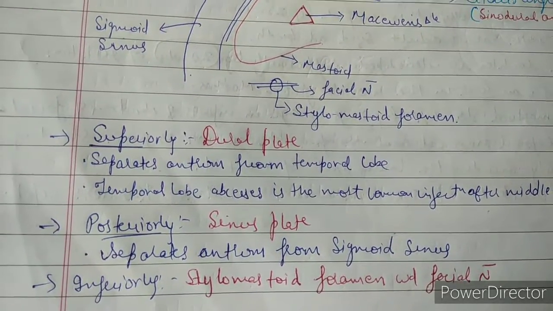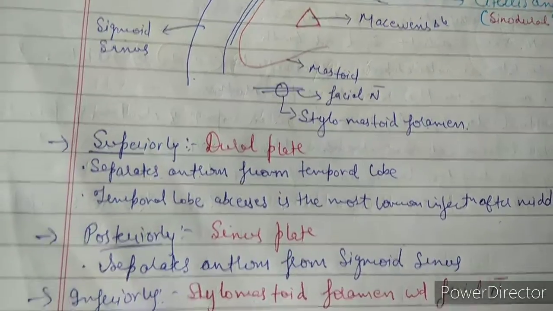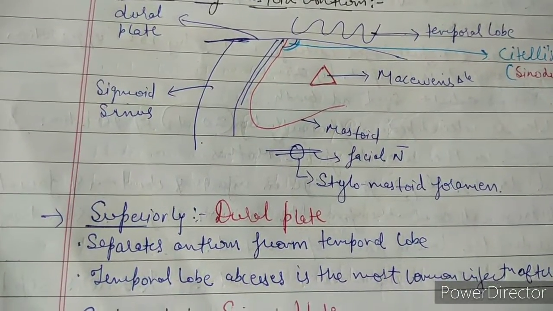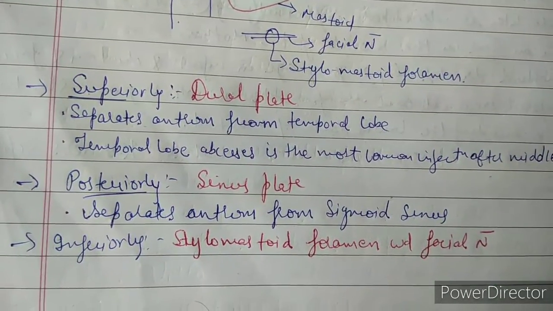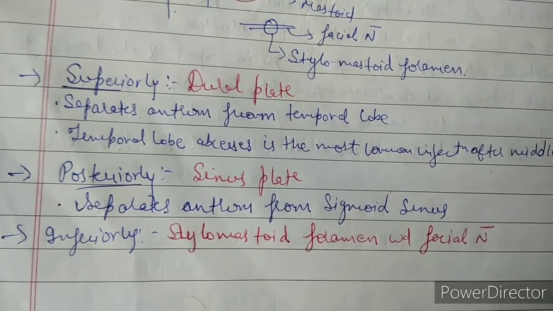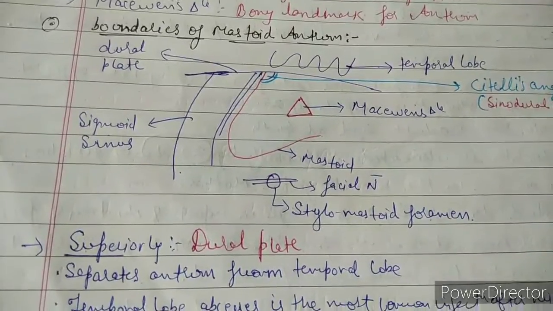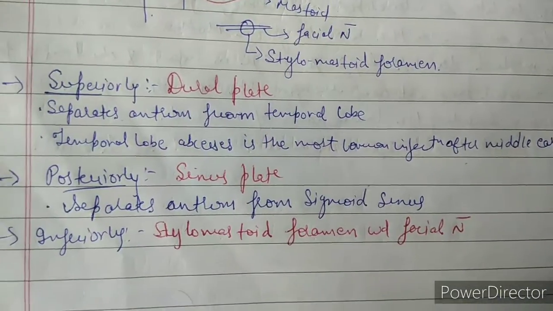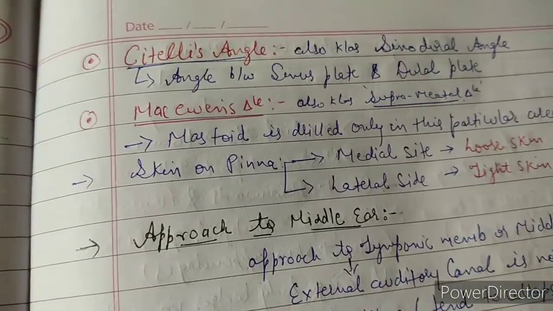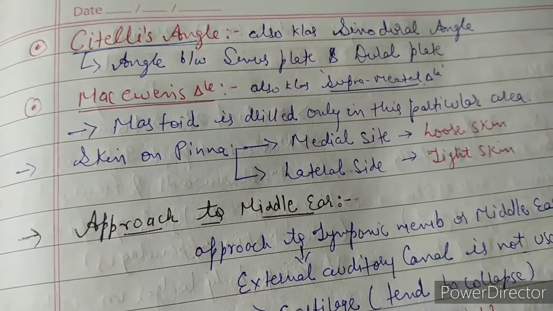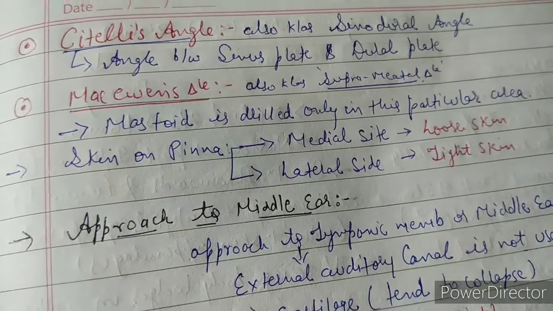Posteriorly, as you are also seeing, between the sigmoid sinus and the mastoid we have what is known as the sinus plate. It separates the mastoid antrum from the sigmoid sinus. And inferiorly, we are all seeing the stylomastoid foramen, and it is for the entry of the facial nerve. Now, what is Citelli's angle? It is also known as the sinodural angle, between the sinus plate and the dural plate.